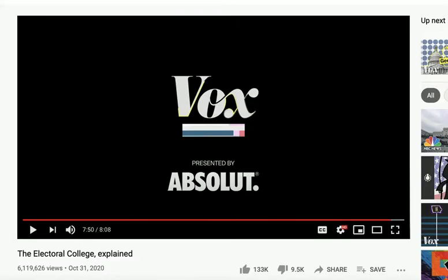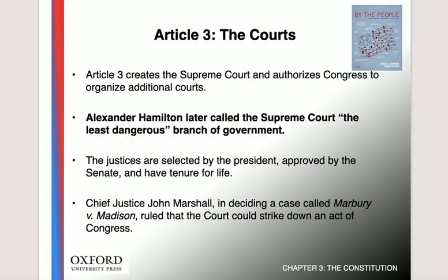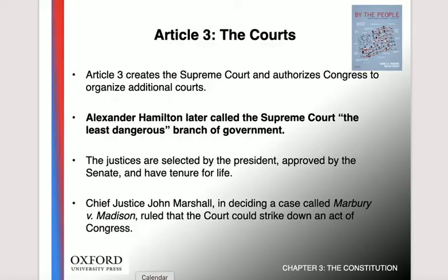The third article is about the judicial branch. It sets up the Supreme Court and gives Congress the authorization to organize the courts. Alexander Hamilton once claimed this is our least dangerous branch of government. However, you may have a different opinion once we start talking about all these Supreme Court cases through history, how powerful the Supreme Court actually is.